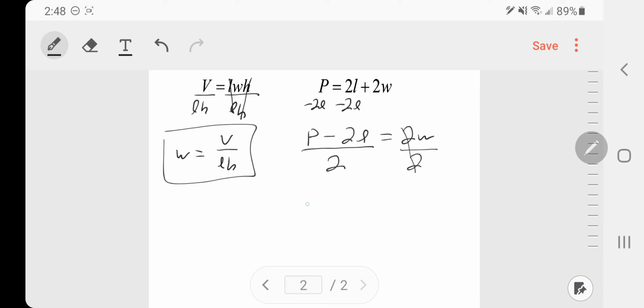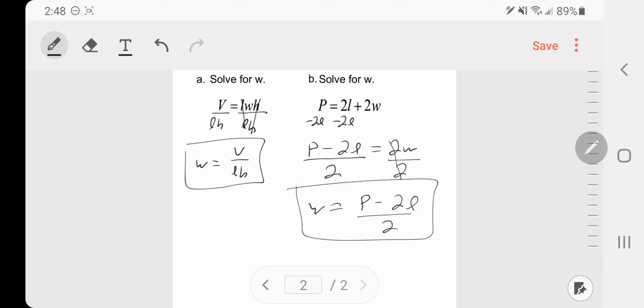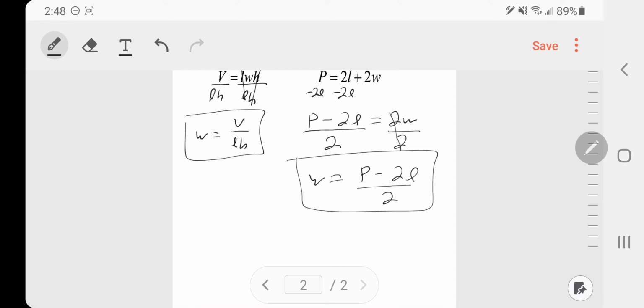There are actually 2 acceptable ways you could write this. You could do W equals P minus 2L over 2, and that would be one way to write the equation. You could also separate your answer like this, P over 2 minus L. In this one, it would technically be a 2 over 2 here, but that would cancel out to 1.